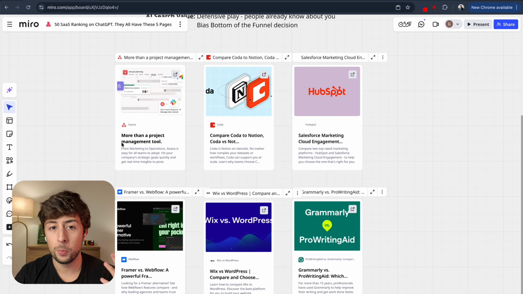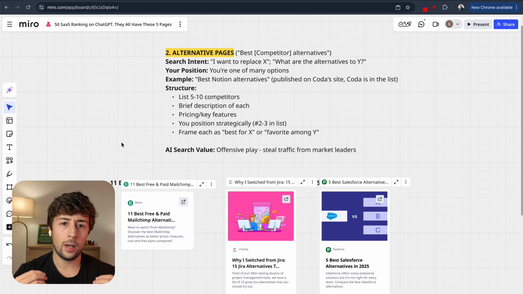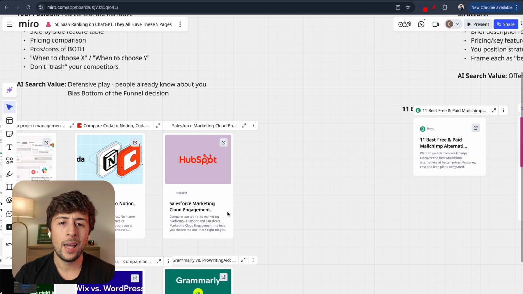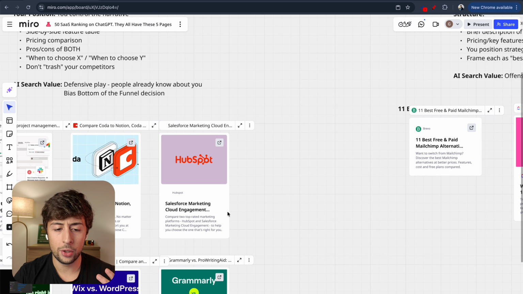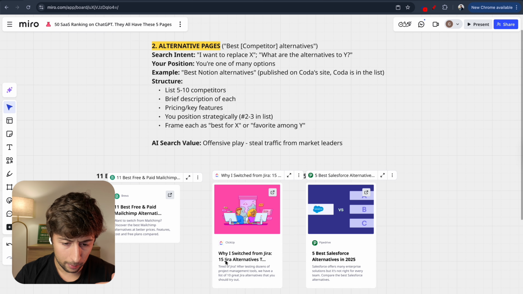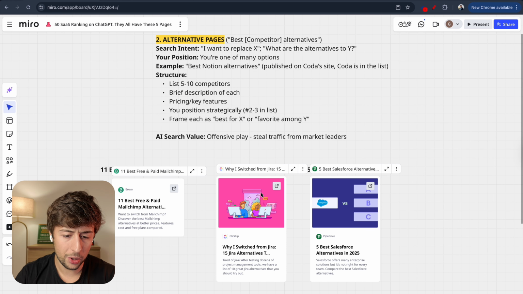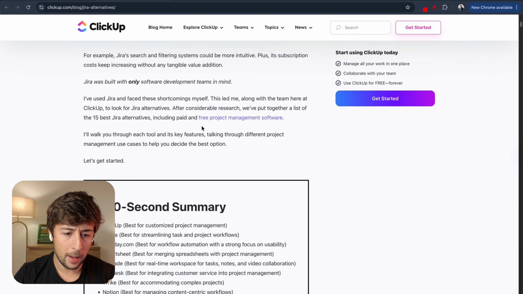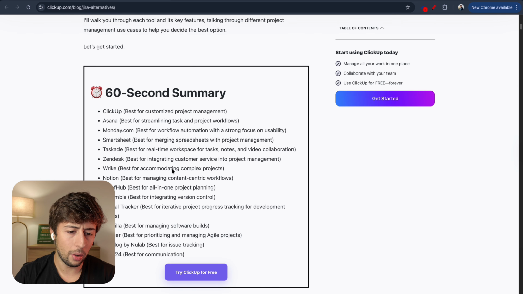Then the alternative page is a bit different because, let's say, Coda would write these blog posts, which would be these top 11 alternatives for Notion. So for instance, here, ClickUp, why I switched from Jira, top Jira alternatives. And it's a listicle of all of the other products, and ClickUp is here at the top. And you can see here, this is very good for AI search. They say best for this, best for that. Every tool that's out here is best for a specific niche, and this is incredible for AI search.